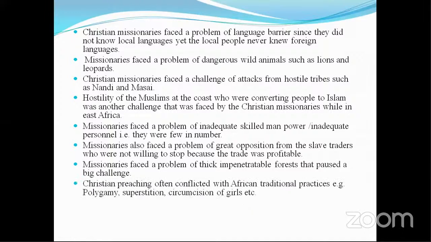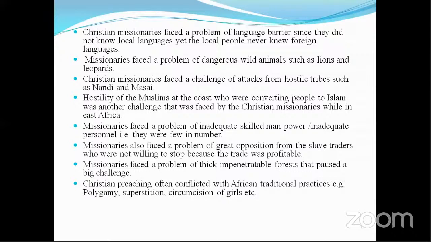And in Christian preaching, it often conflicted with African traditional practices, such as polygamy, superstition, circumcision of girls, etc. Remember, these Christian missionaries were against some African traditional practices. But again, Africans cherished their practices. They so much loved polygamy, you understand?